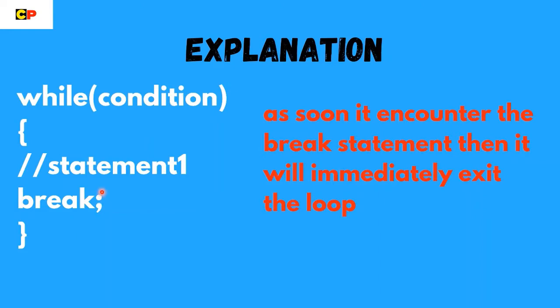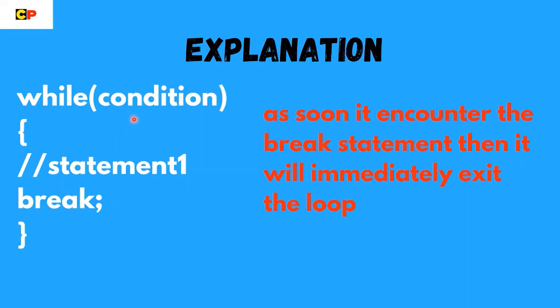Now what is the difference when we have the break statement here? Suppose we have the break statement here also. Let's see the working of the while loop now. The compiler will come here and check the condition. If the condition is found to be true, it will enter the while loop and execute statement one. Then, as soon as it encounters the break statement, what will happen? It will immediately exit the loop. That means it will come outside the loop instead of going upward. This is the main difference when we have the break statement here.